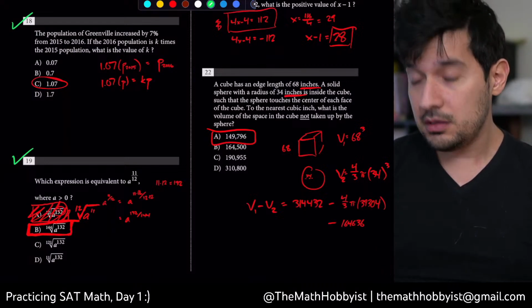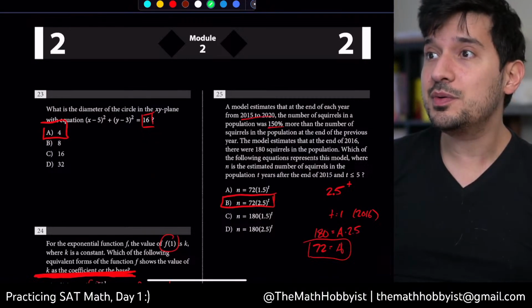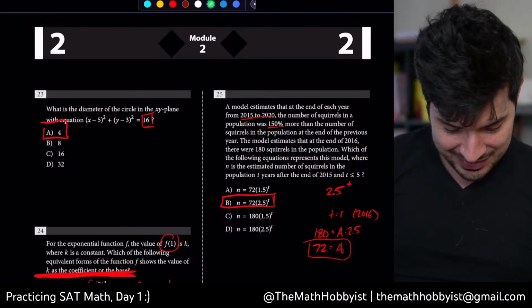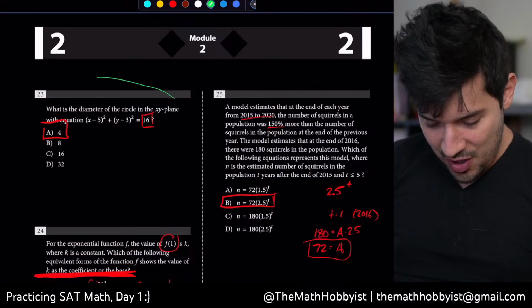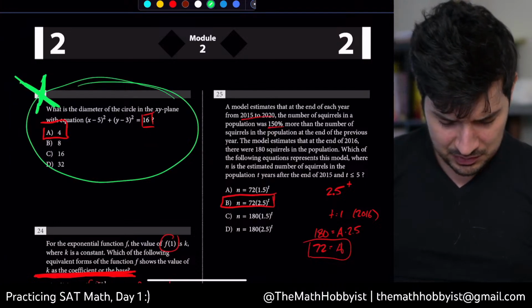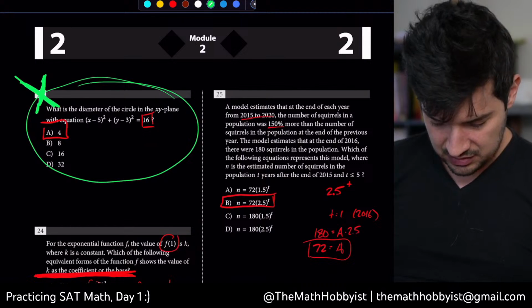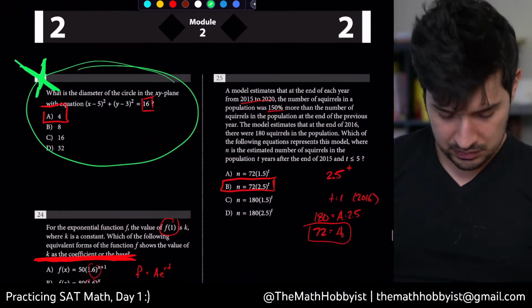Right. A. No! 23 was B. Are you serious? No! Okay, so this, we missed one. 23 was B. I felt so confident about that one. Really? 23 is B?